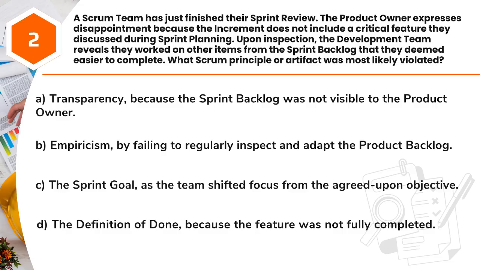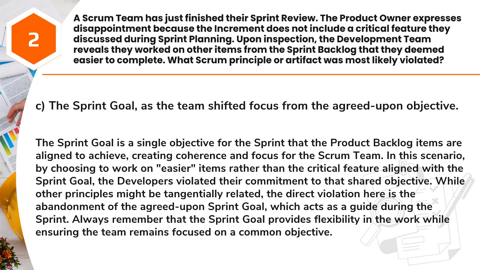A. Transparency, because the sprint backlog was not visible to the product owner. B. Empiricism, by failing to regularly inspect and adapt the product backlog. C. The sprint goal, as the team shifted focus from the agreed-upon objective. D. The definition of done, because the feature was not fully completed. Answer: C. The sprint goal, as the team shifted focus from the agreed-upon objective.